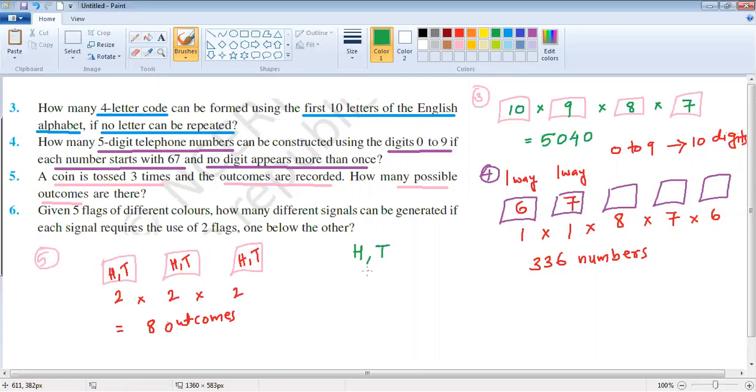If the coin tosses 2 times, it is like this. There is no need to write all the outcomes, just for your information I'm telling. If we toss 2 times, it can be: head in the first coin, head in the second coin; head in the first coin, tail in the second coin; tail in the first coin, head in the second coin; tail in the first coin, tail in the second coin. So if the coin tosses 2 times, there are 4 outcomes.